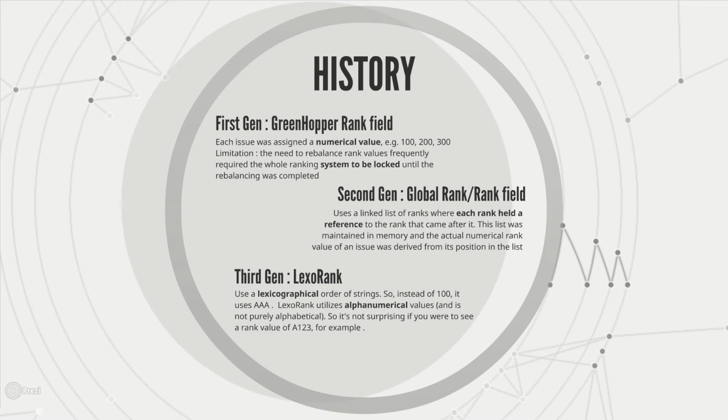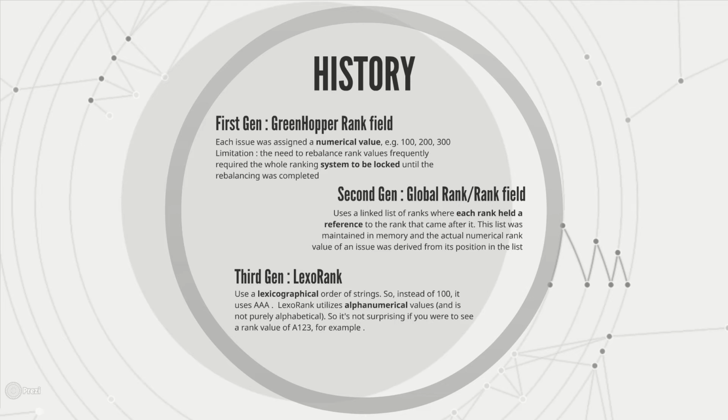The current lexorank system that we're using is a third gen. There are 3 gens overall. The first gen was used in pretty old JIRA, I believe JIRA 4 or 5. It is a very straightforward ranking system which uses a numerical value, but there's one very big limitation: whenever you want to rebalance the rank values, your system will be locked. So it's basically a full lock reindex. It's pretty tedious and not efficient enough.